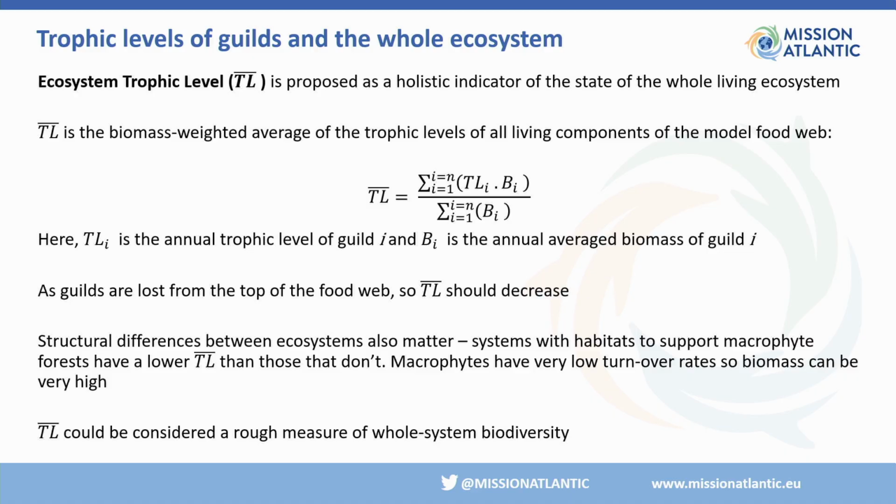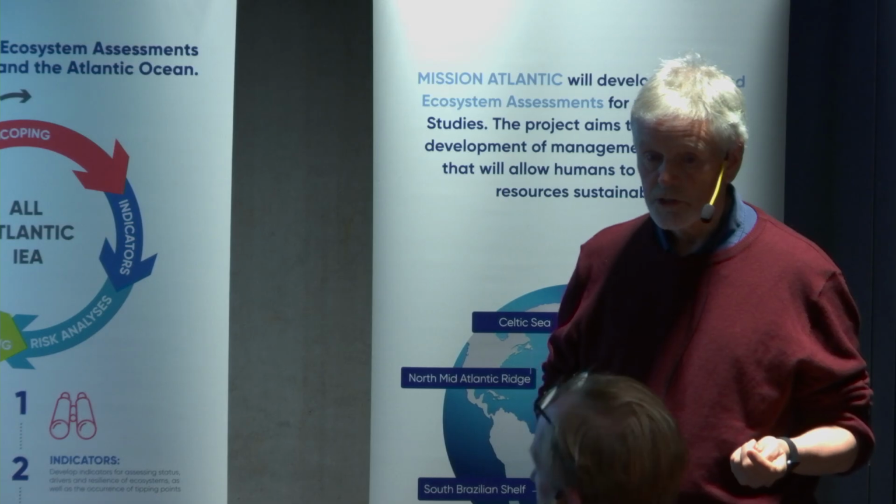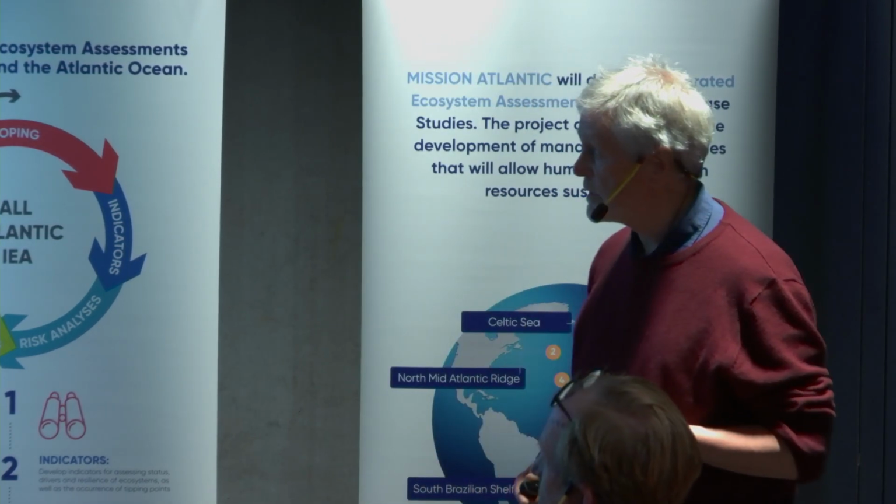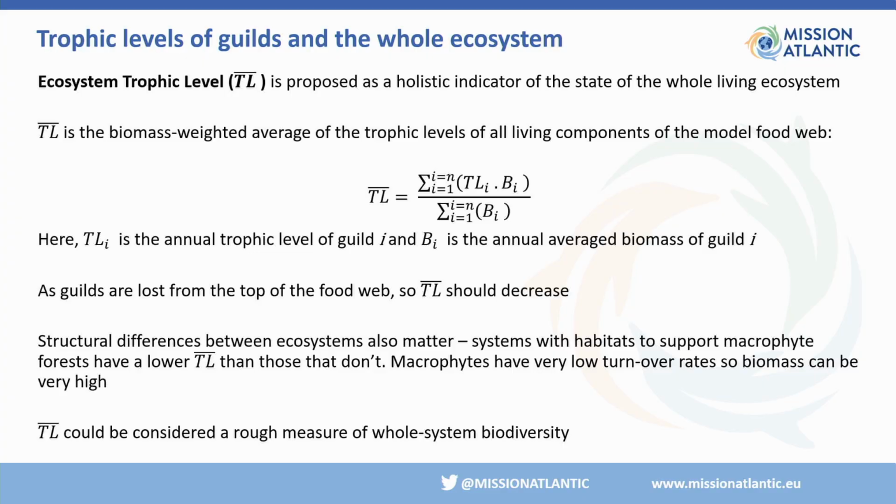So what we've found as a result of having 8 models is that the systems with habitats that support macrophyte forests, in other words, rocky, shallow environments, have lower trophic levels than those that don't. And macrophytes have a very low turnover rate, so they have a lot of biomass but low production in the system. But because they have very, very high biomass, they can influence the mean trophic level of the system very strongly. So, for example, in the Norwegian Sea model that we have, macrophytes represent over 90% of the living biomass in that model system. It's huge, but the production of them is very low.